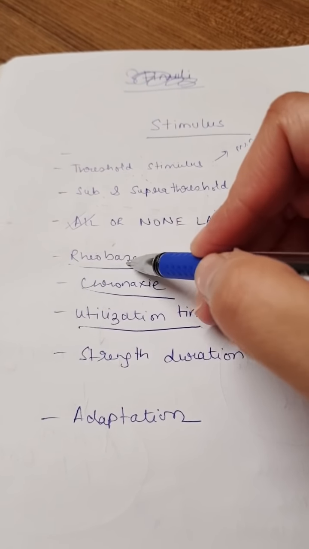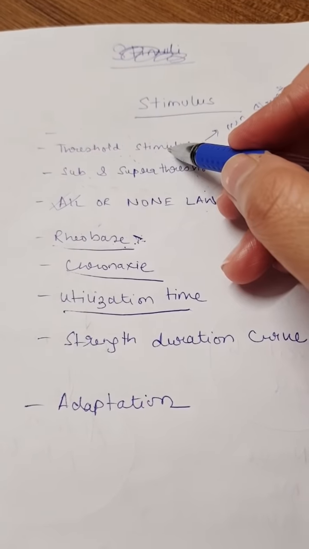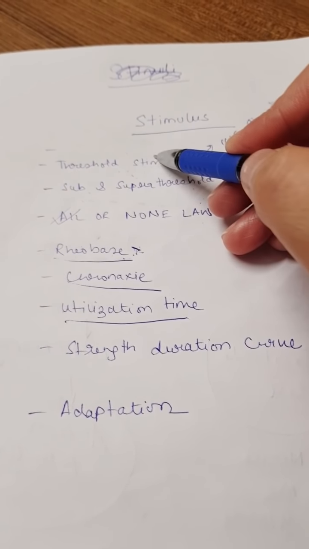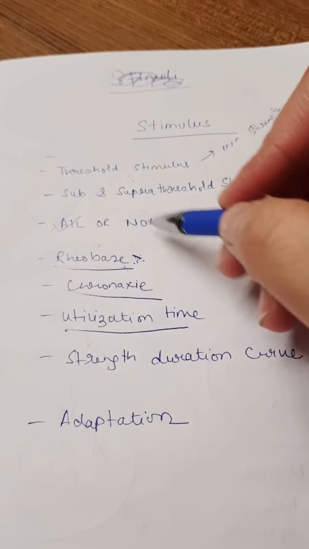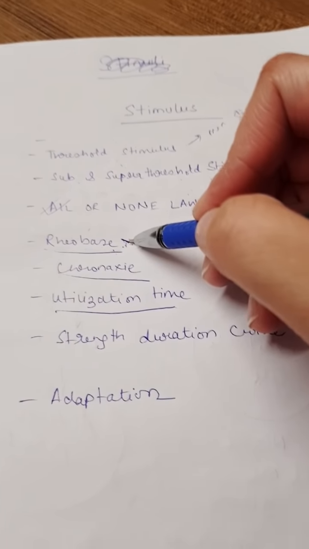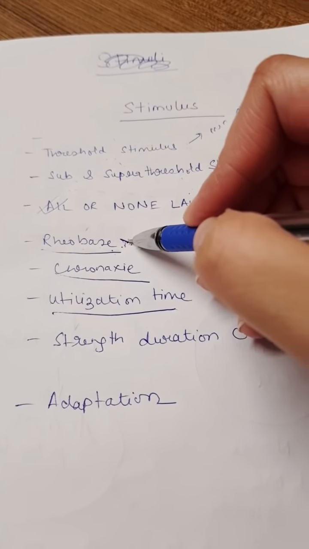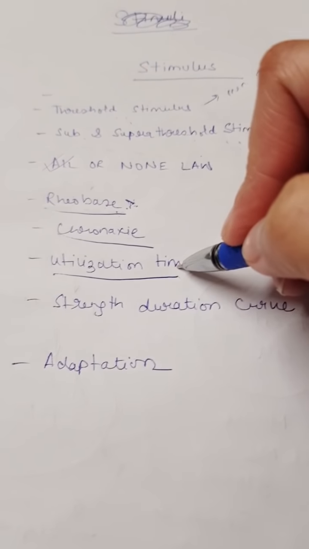You understood the difference between Rheobase and threshold stimulus? Threshold stimulus is for AP, while the Rheobase is for any electrical stimulus, any electrical change, sorry. Now, what is utilization time?